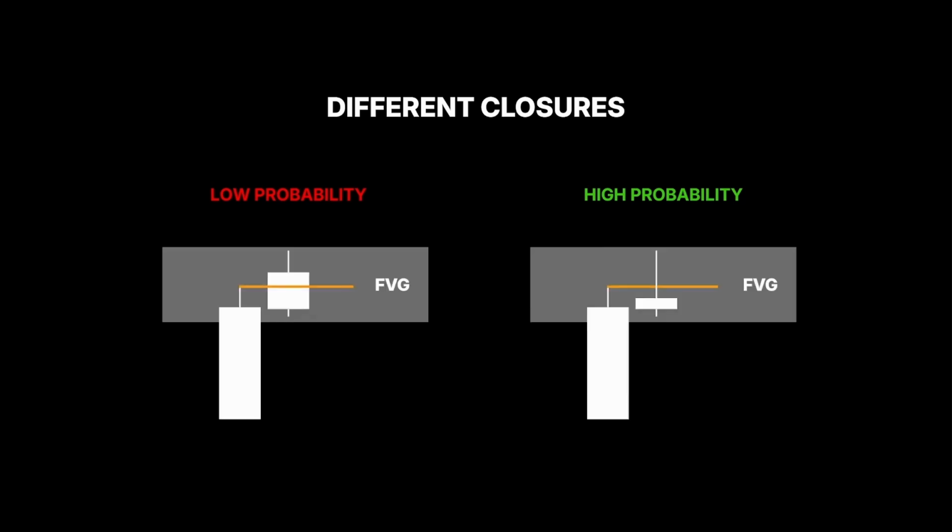In bearish case, we would want the second candle to close below the previous candle high. So if it closes above the previous candle high, it shows us that it doesn't want to go lower that much. And if it closes below the previous candle high, it shows us that it wants to go lower.